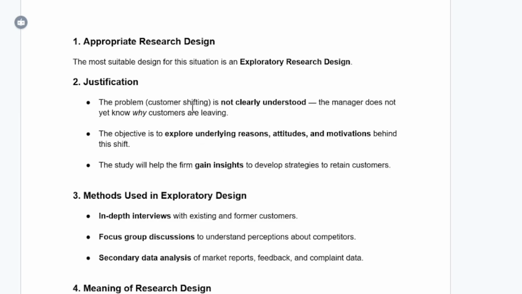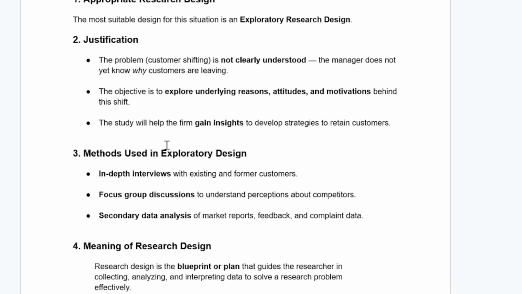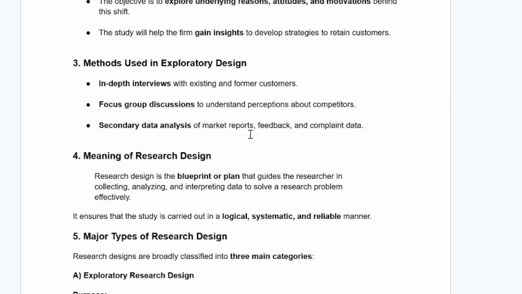Justification, again the problem of customer shifting is not clearly understood. The manager does not yet know why customers are leaving. The objective here is to explore underlying reasons, attitudes, and motivations behind this shift. And the study will help the firm to gain insights to develop strategies to retain customers. Again, the methods which can be used in exploratory design are in-depth interviews, focus group discussions, and secondary data analysis.